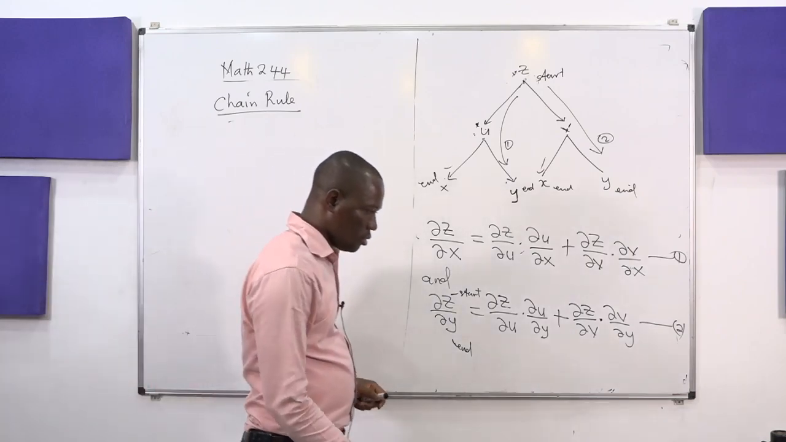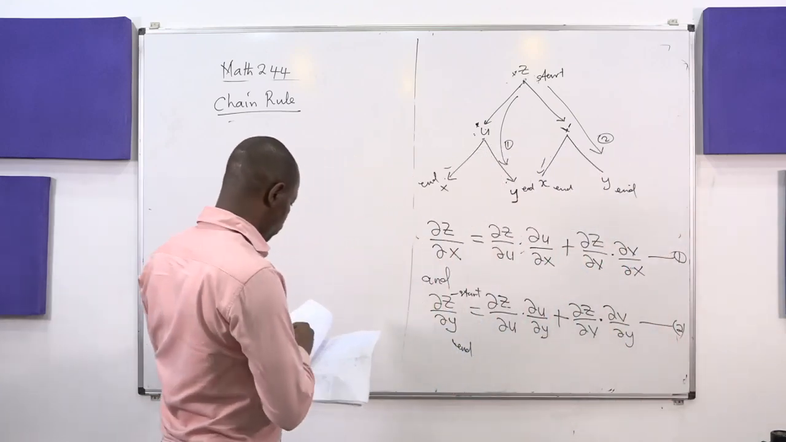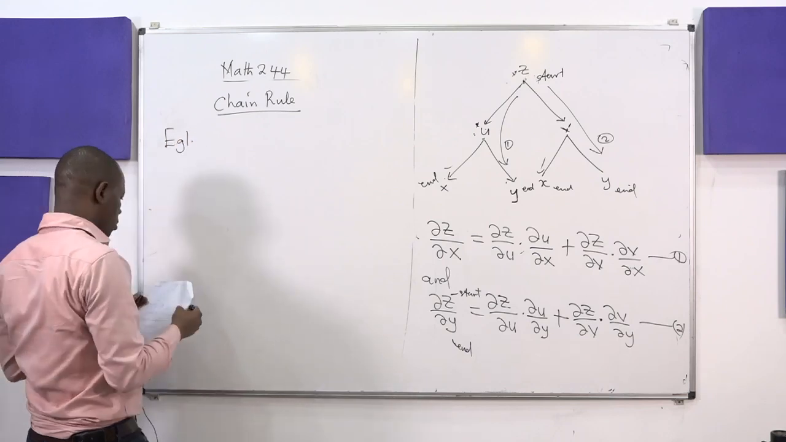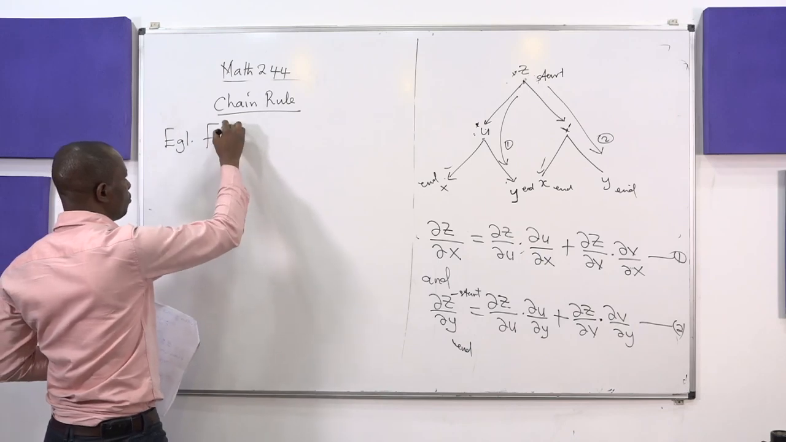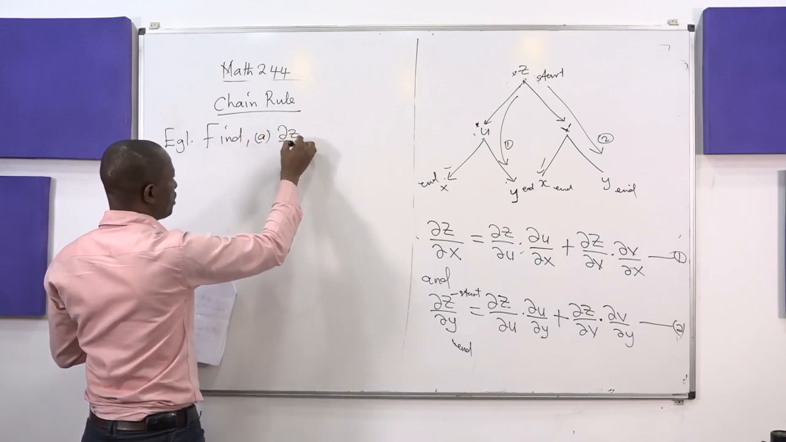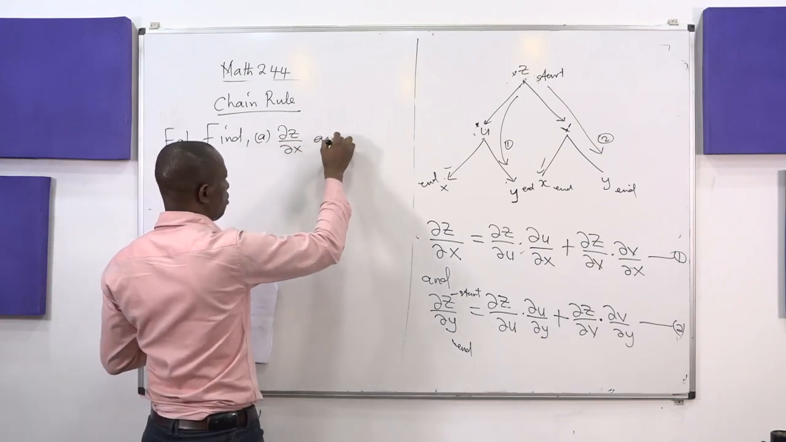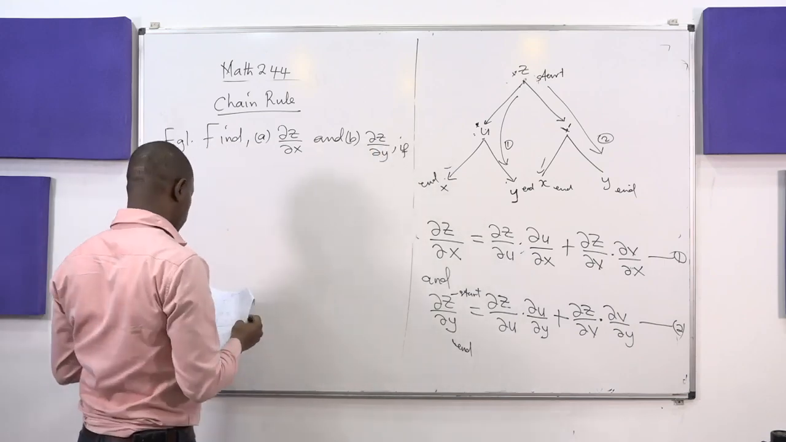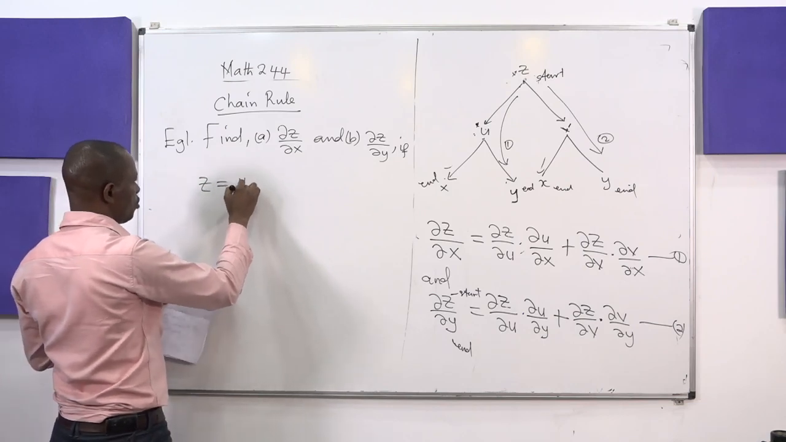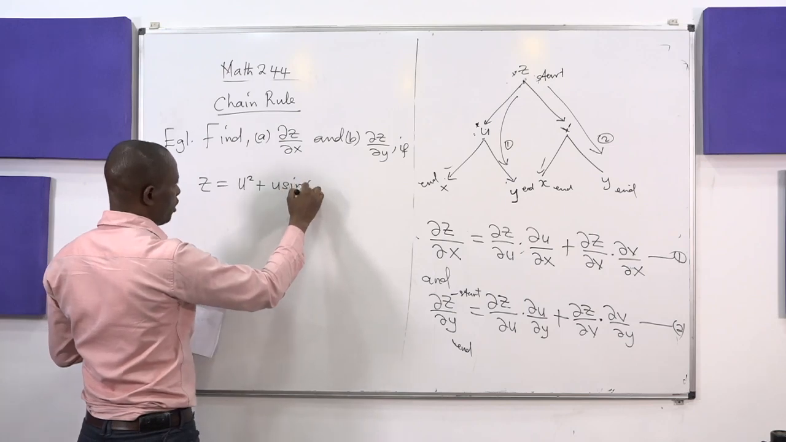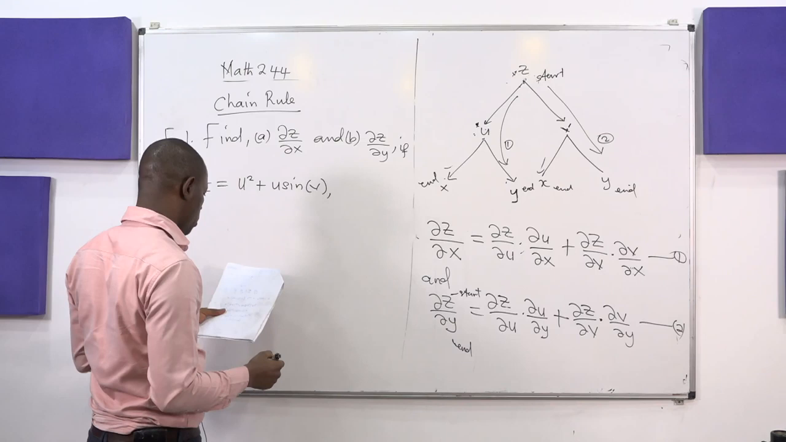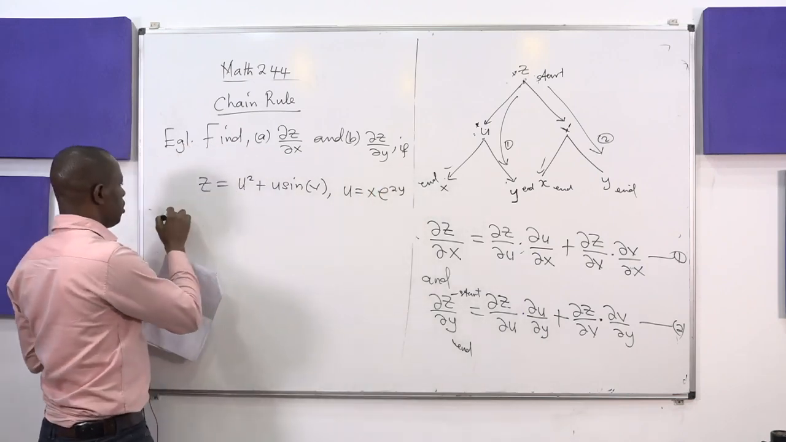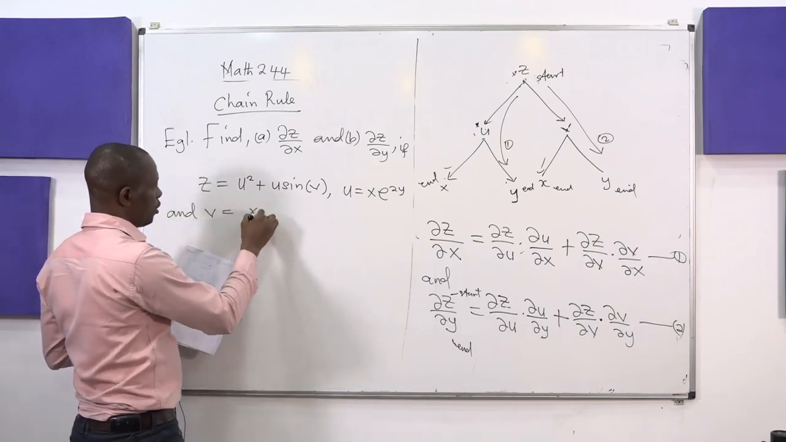Example one. Find A, partial z with respect to x, B, partial z with respect to y, if z is equal to u squared plus u sine v. Then u equals x to y and v equals x y.